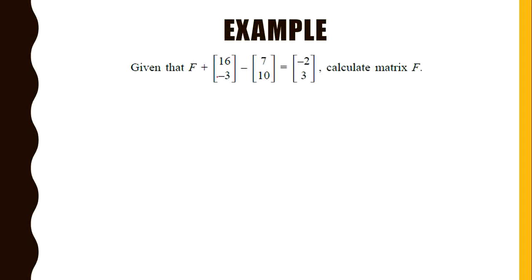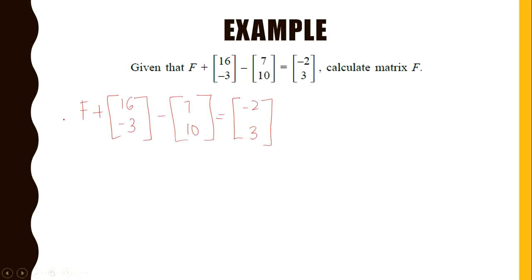Next, given that F plus [16, negative 3; minus 7, 10] equals to [negative 2, 3]. Calculate matrix F. Okay, so yang ni macam mana pula? Let me write down first. Okay, biasa soalan ni kita buat dalam algebra, di mana we have an unknown yang kita nak cari the value. Tapi sekarang dia dalam bentuk matrix. So kita dah ada matrix ni, matrix ni, matrix ni, lepas tu kita nak tahu value of matrix F.